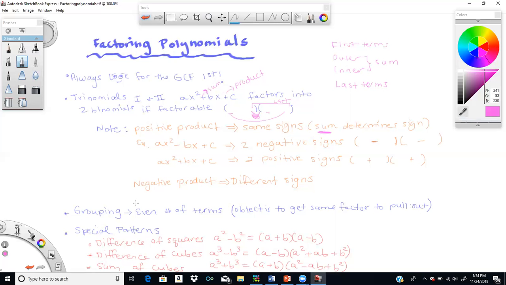Or I'm factoring a trinomial that can be factored into two binomials. So it's going to take practice. So let's look at some problems.